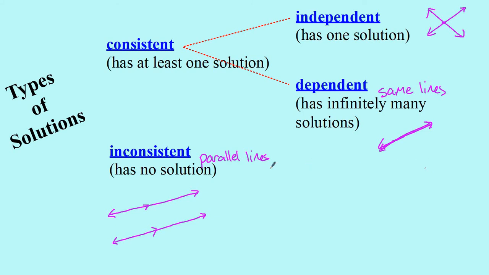So inconsistent is parallel. Dependent is when it's the same line, where the two equations are exactly the same. And independent is where the equations meet at one spot. Know your vocab.